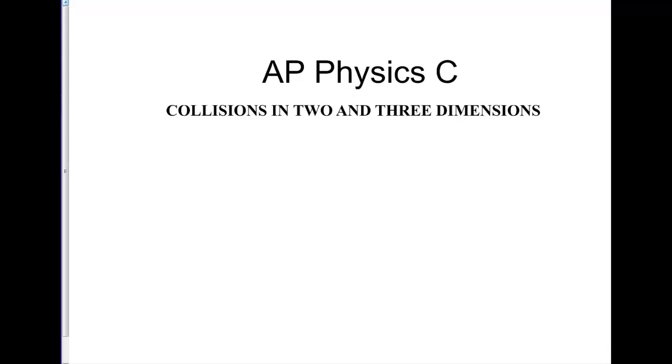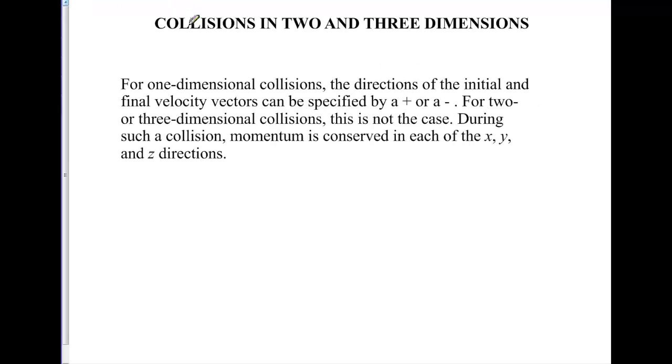This is Dr. Holt. This AP Physics lesson is on collisions in 2 and 3 dimensions. For one-dimensional collisions, the direction of the initial and the final velocity vectors could be specified with just a plus or minus. We were either going to the right and left, or we're going up and down.